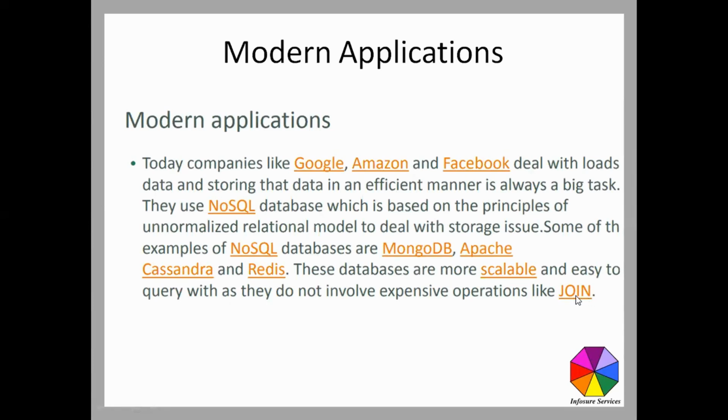Okay, mostly with modern applications. One example is MongoDB. It is a quite popular NoSQL database. So when you see NoSQL, what is it? It's an unnormalized relational model.